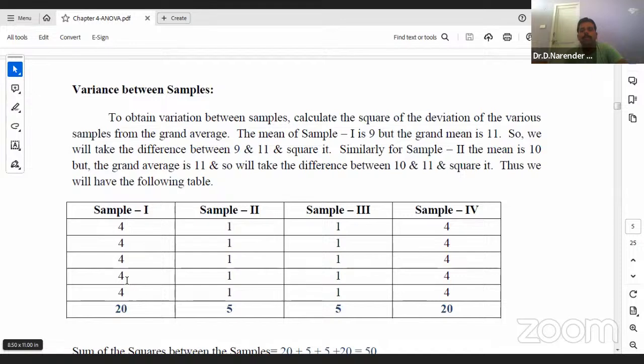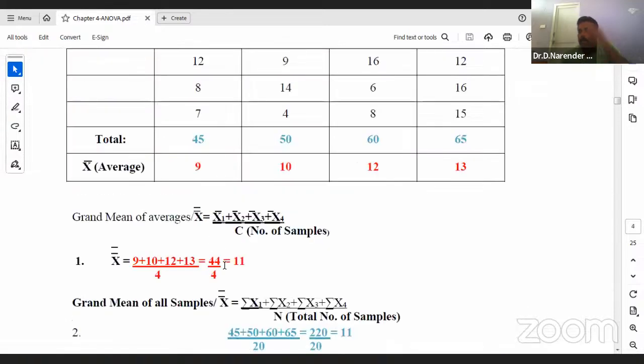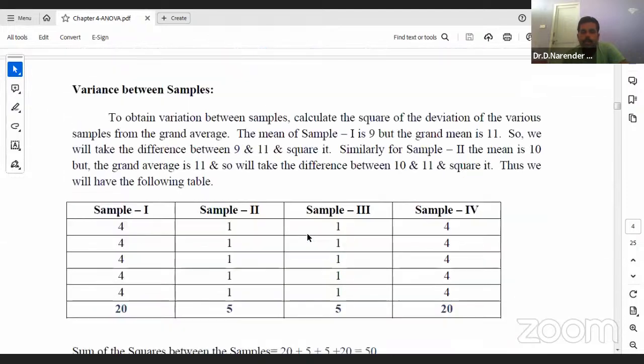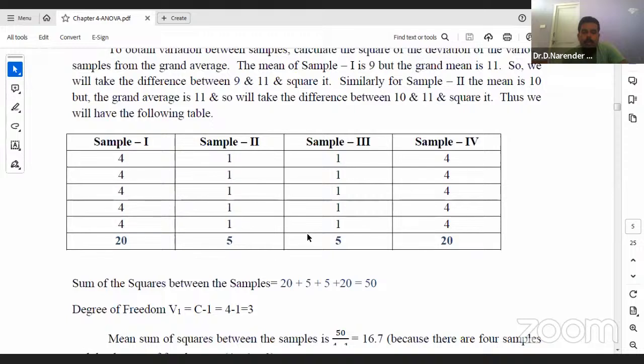Similarly, for sample 2 also, the mean is 10, but the grand average is 11. That is here, 10 minus 11 is 1. 1 square is 1, 1, 1, 1, 1. Again, the next one: 12 is the average value, but the grand average is 11. 12 minus 11 is 1. Again you will get 1, 1, 1, 1. Then 13 minus 11 is 2. 2 square, 4, 4, 4. Then the final answer is 20 plus 5 plus 5 plus 20.